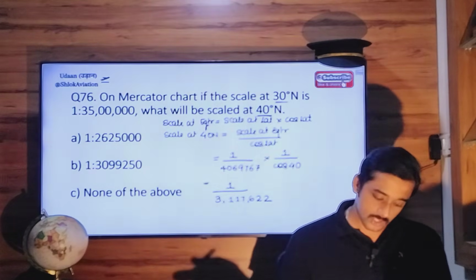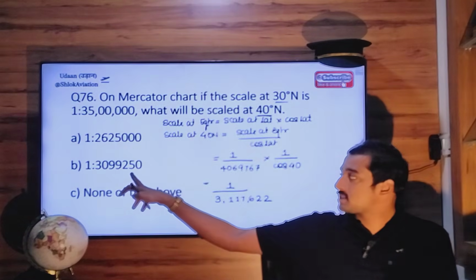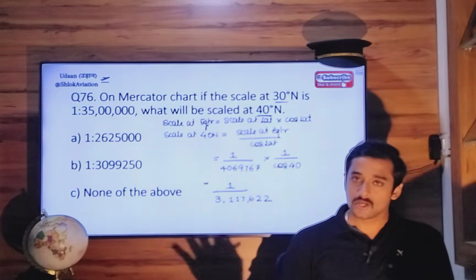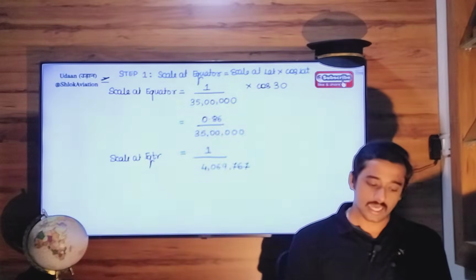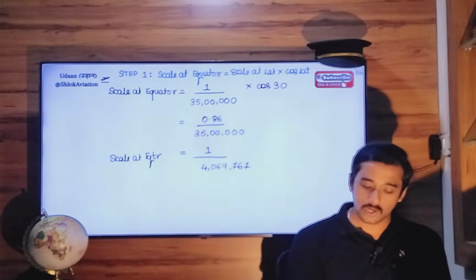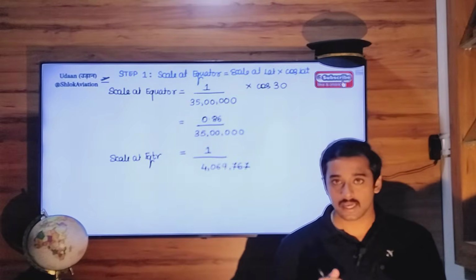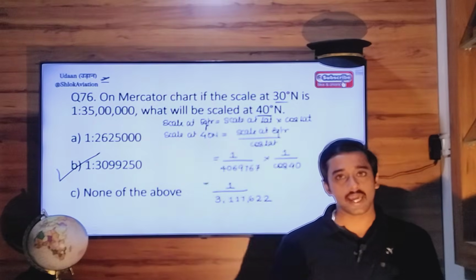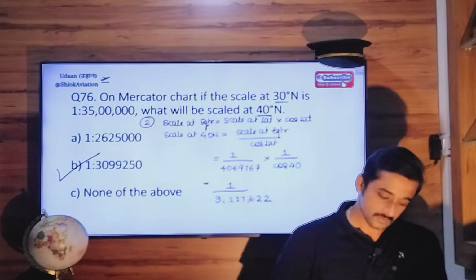So the closest option here is Bravo, which is 30 lakhs 99,250. And here we have 31 lakh. So we can select option Bravo. So remember, step 1 is scale at equator equals scale at a particular latitude into cos of that latitude. With this we find out scale at equator. With scale at equator we can find out scale at any other latitude on the earth. So it's a two-step process.